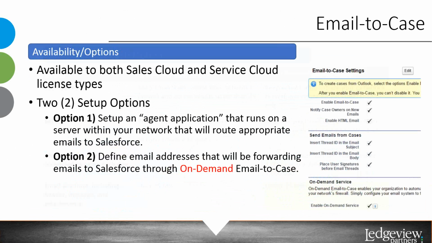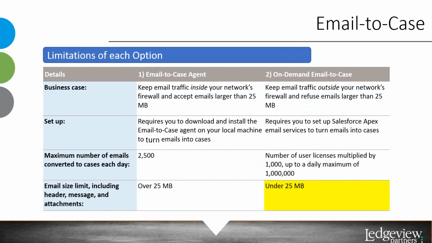Here's a screen where we want to point out a little more detail on the differences between the two. Number one here is the email case agent, and number two is the on-demand email to case. As I mentioned, the agent keeps all that traffic inside your network, where the on-demand does not. It routes things securely, but through the internet. The agent requires a download, and like I said, the on-demand does not. So you can set this up right inside of Salesforce very quickly.